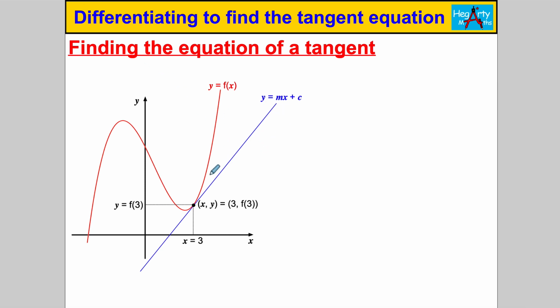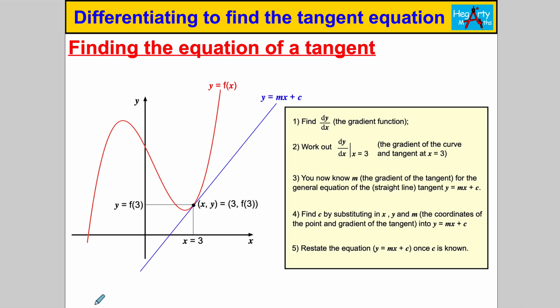So what we're going to do is, if we could find the gradient function and substitute x is equal to 3, that would tell us the gradient of this curve at that point, which is also the gradient of the tangent. So we would have worked out m. Then we know this line definitely goes through this coordinate here, and we'll be able to substitute in the y and the x, the 3 and the f of 3, to find the value of c.